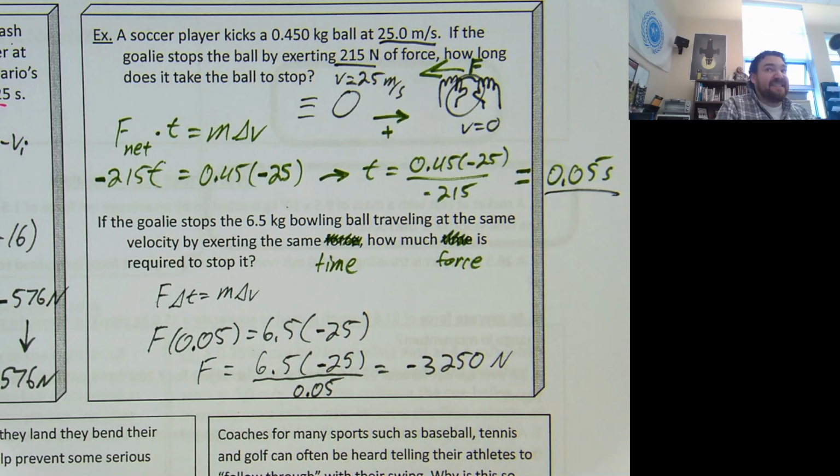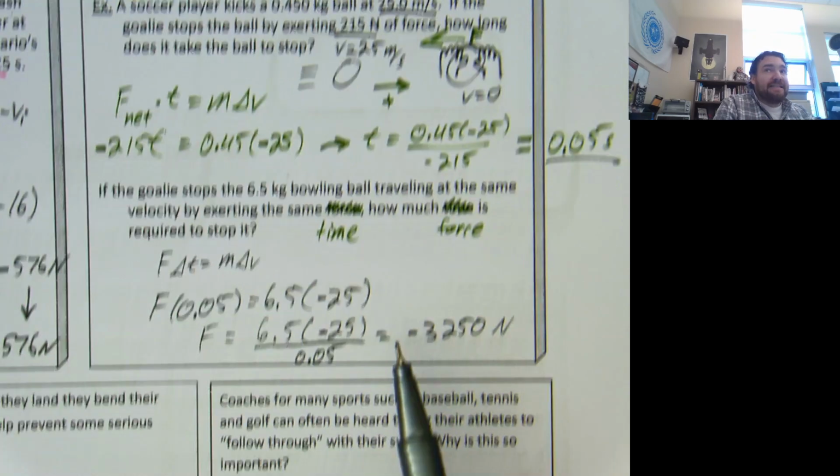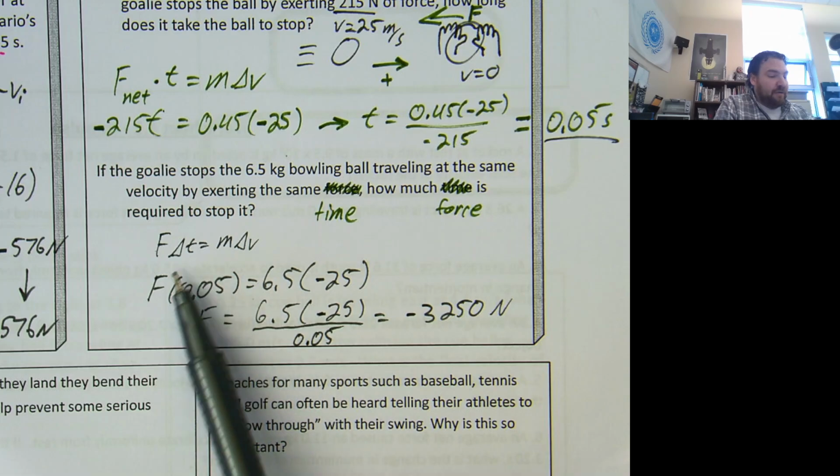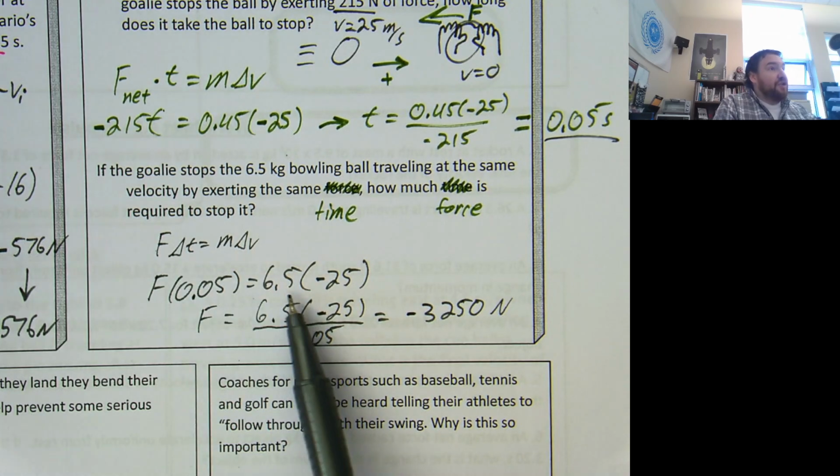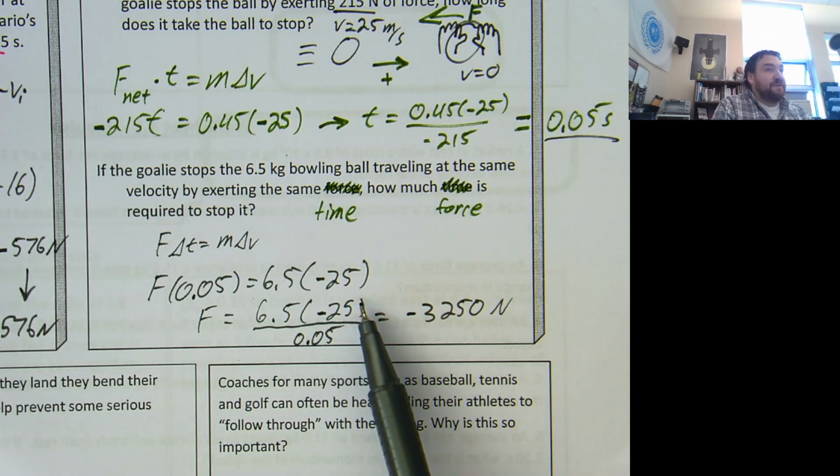Which leads us into why the impulse equation is so useful. Take a look at what we've done here. The scenario on the right-hand side stays the same. I have a 6.5 kilogram bowling ball. I'm bringing it from 25 meters per second down to 0.